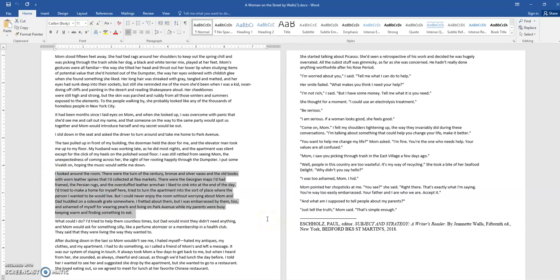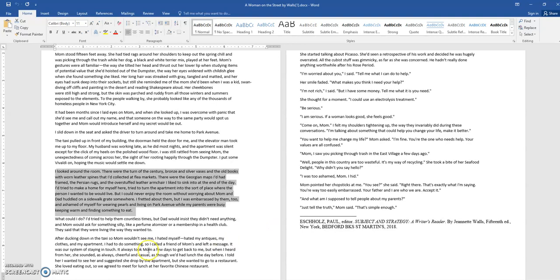Walls describes the apartment. She's created this atmosphere. It's her books, her things, her decor, and yet she still doesn't feel at home in it. It's unnatural to her. And so that's something that you'll have to think about when you write, when you respond to the discussion post.